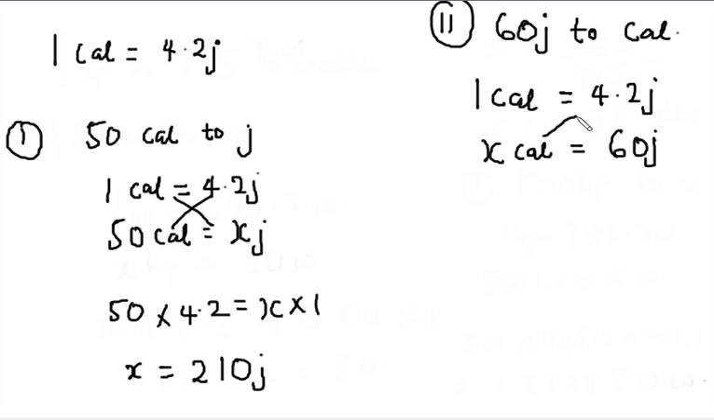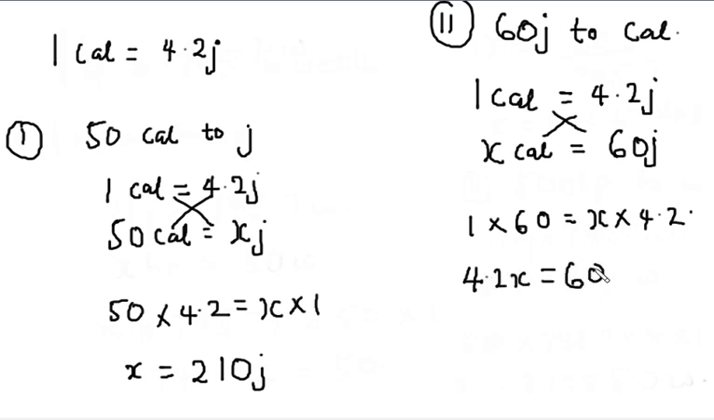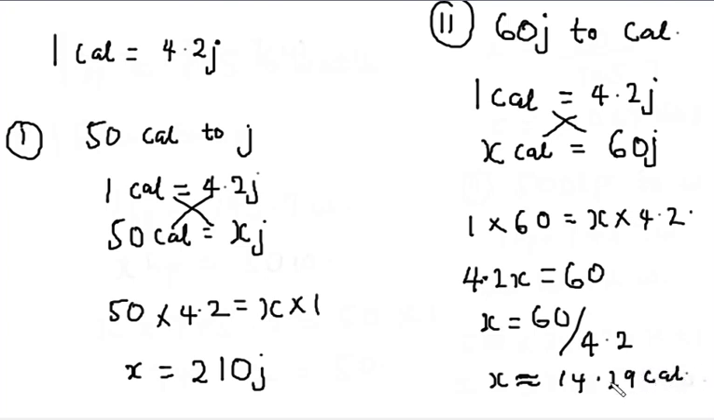Okay, so we cross multiply as we did before, then this should be 1 times 60 is equal to x times 4.2. So this means that 4.2x is equal to 60. Okay, so we are going to be dividing through by 4.2. So x is equal to 60 divided by 4.2. Okay, so 60 divided by 4.2 is approximately equal to 14.29 cal. Okay, so that's simply how to convert calories to joules and joules to calories.